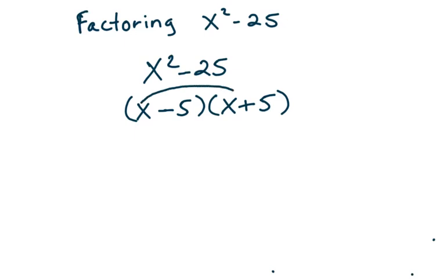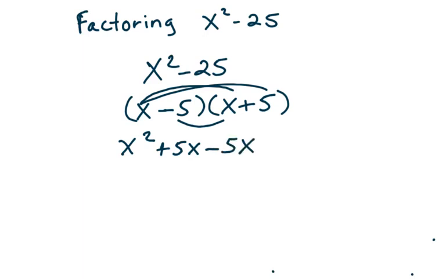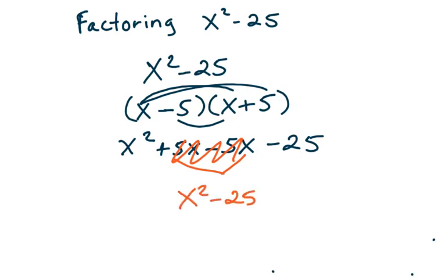X times x is x squared. X times 5 is plus 5x. Negative 5 times x is negative 5x. And negative 5 times 5 is negative 25. But watch what happens when I combine these two guys. Well, 5x take away 5x, it just goes away. So what am I left with? X squared minus 25. And that's where we started.